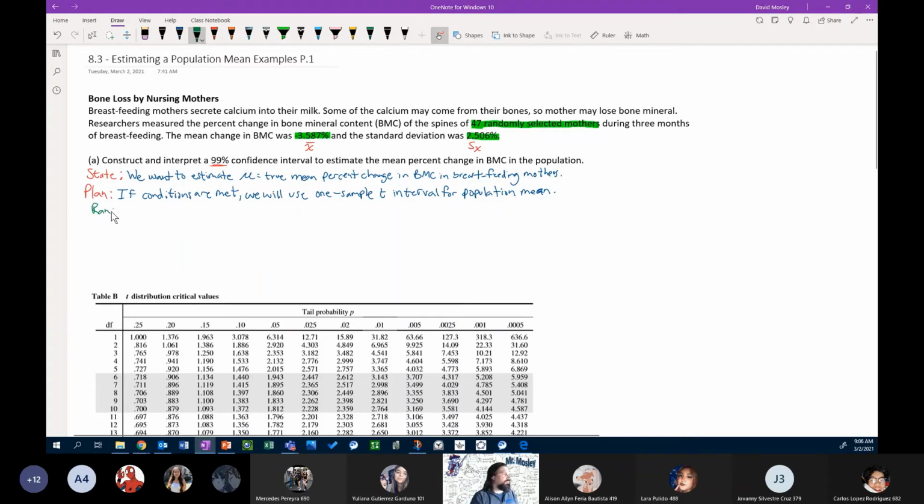So we have random, 10%, and normal slash large sample. We have to check each of these things. The sample was a random selection, so that's satisfied.